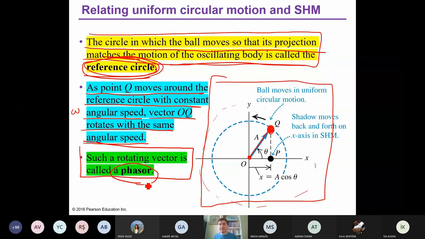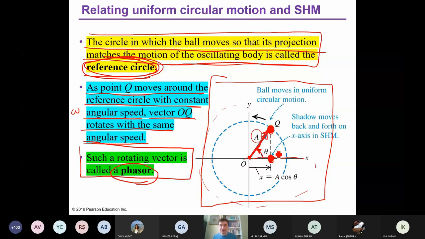And now let's define the terms here. This is the radius of the circle, or maximum amplitude of the periodic motion, simple harmonic motion. This is theta, the angle between this Q vector and the X axis. And here we have point P, projection of this Q during this circular motion. Okay, and here we have X. What is X? Displacement.